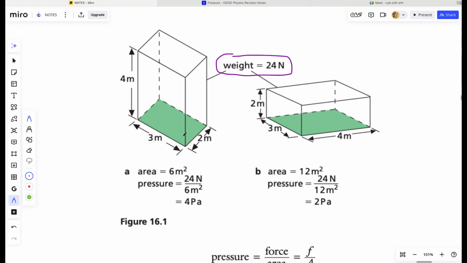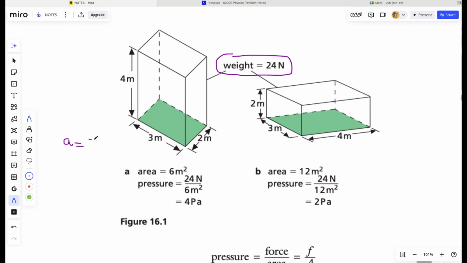But we are not standing them on the same face. One you're standing this way, the other one you're standing like this. One is standing upright, the other one is standing flat on the ground. So to calculate the pressure, we have to calculate first the area of the face that is touching the ground. So the area is 6 meters squared. The area of the face touching the ground is the length of this face of this rectangle times the width of this rectangle.